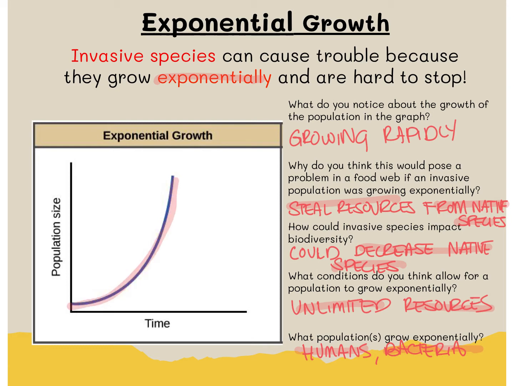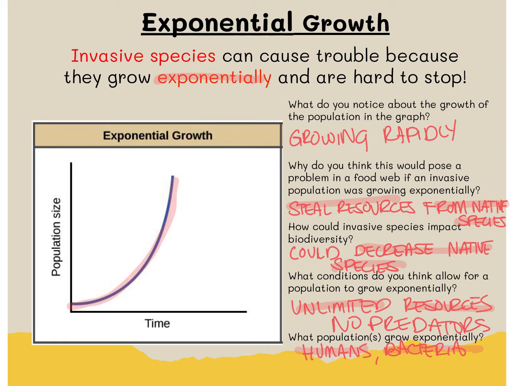Populations that grow exponentially are growing extremely rapidly. If the species is invasive, when they're growing rapidly, they're going to steal resources from native species. They could decrease the native species and the biodiversity of that ecosystem. And in order for a population to grow exponentially, they have to have unlimited resources. Also, something I don't think we talked about, but no predators. You might want to add that to your notes.